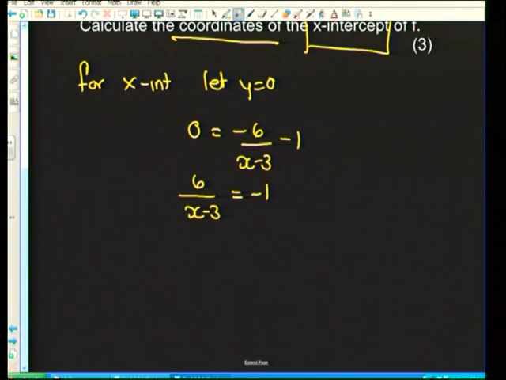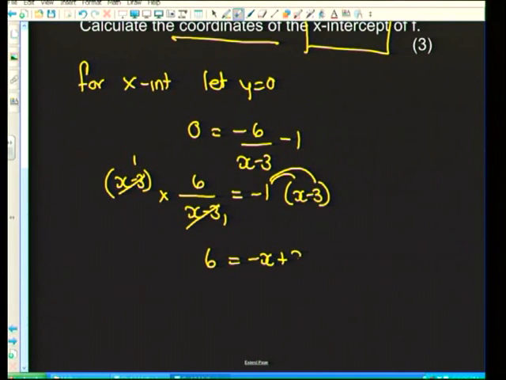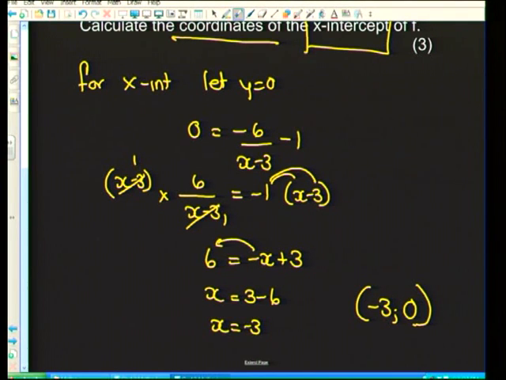It doesn't matter if you did it the other way. And now I'd have to multiply this by x minus 3. What I do to one side of the equation, I must do to the other side. So I times by x minus 3 there. That divides into their ones. So we have 6 equals, and I'm going to multiply the minus 1 in here, minus x plus 3. Remember, we're trying to solve for x, so I'm going to transpose the x over here. That's going to be 3 minus 6. So 3 minus 6 gives me minus 3. And remember, the question was the coordinate. So we go minus 3, 0. Because we know that the y was 0, the x was minus 3.